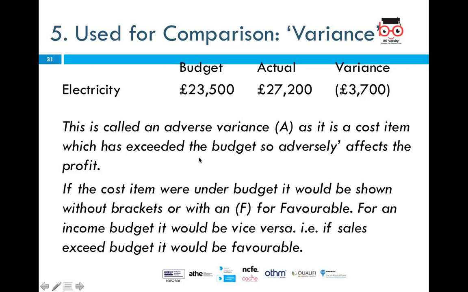Adverse is a negative variance, as it is a cost item which exceeded the budget, so it adversely affects the profit. And if the cost item were under the budget, it would be shown without brackets, as favorable. For an income budget, it is vice versa: if sales exceed the budget, it is favorable. For example, for cost, if it increases, that's adverse, and for sales or any kind of income or revenue, if the actual increases, that's favorable. For the cost or any kind of expenditure, if the actual increases, that's adverse.